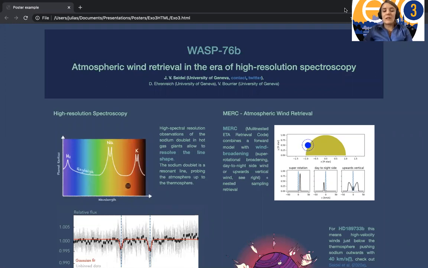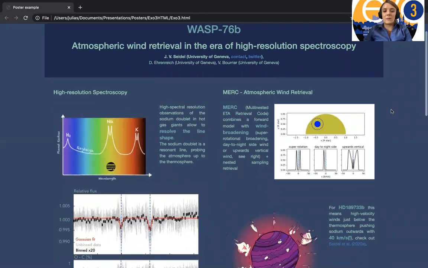I'm a PhD student at the University of Geneva in my last year under the supervision of David Ehrenreich. And I just want to introduce you real quick to my poster on the atmospheric wind retrieval in the area of high resolution spectroscopy on the ultra-hot Jupiter WASP-76b.